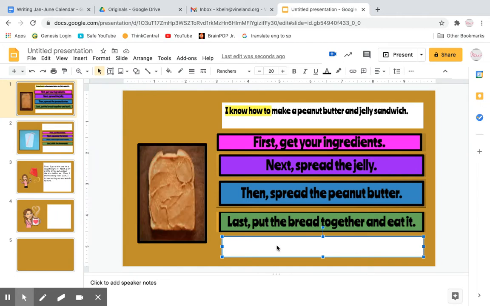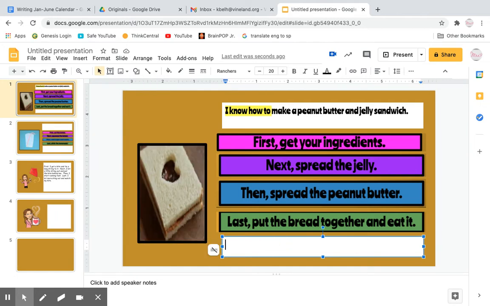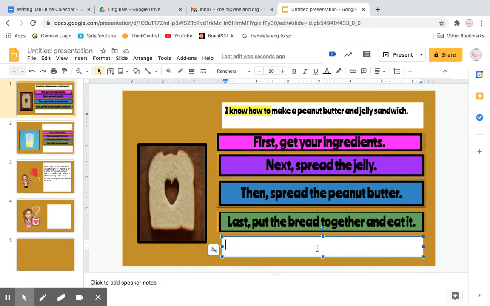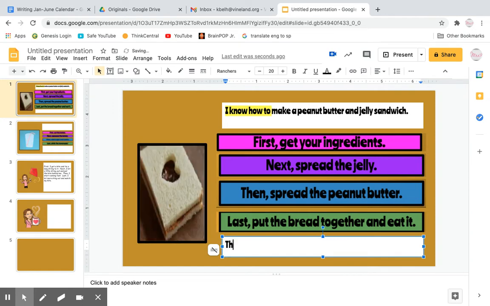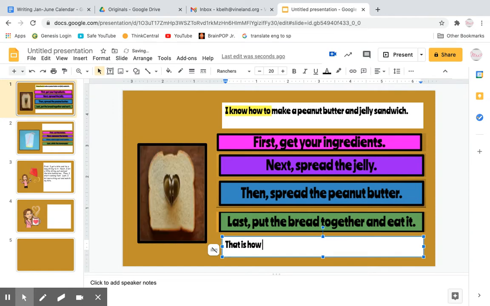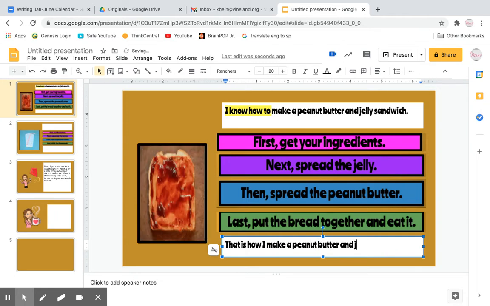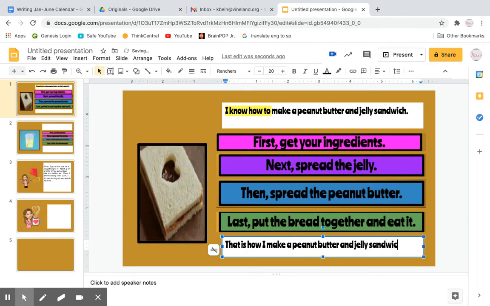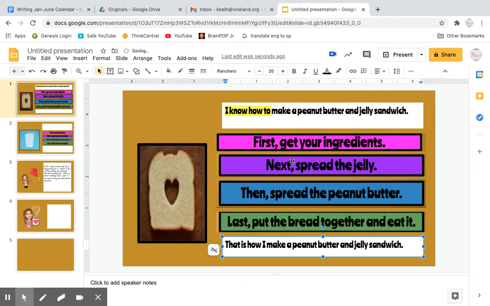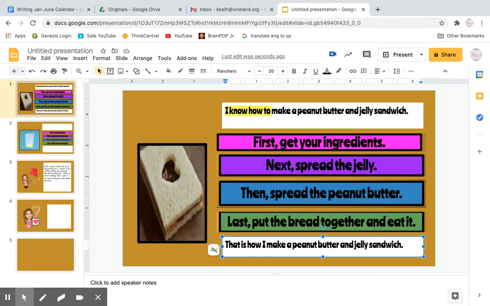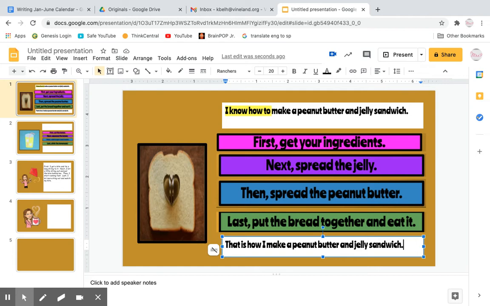Now, our closing is a way to end. And a lot of times that can go back and relate to your opening sentence. So at the end, after I say last, I put the bread together and eat it, I can say, that is how I make a peanut butter and jelly sandwich. Period. So in my opening sentence, I told them I know how to make a peanut butter and jelly sandwich. And my closing sentence, I said, that is how I make a peanut butter and jelly sandwich.